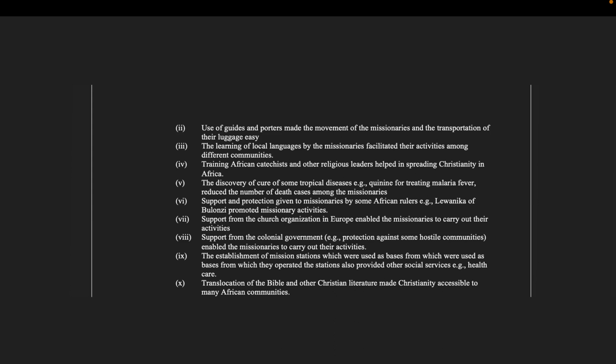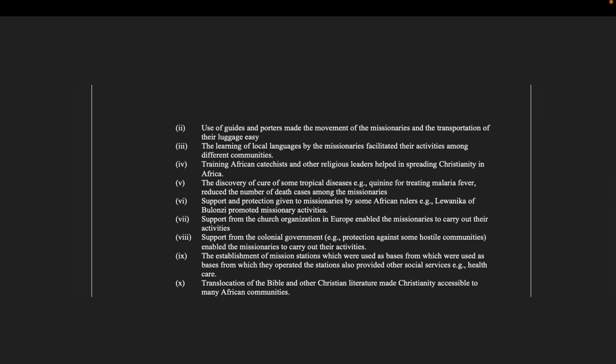The discovery of cure of some tropical diseases, e.g., quinine for treating malaria fever, reduced the number of death cases among the missionaries. Support and protection given to missionaries by some African rulers, e.g., Lewanika of Barotseland, promoted missionary activities.